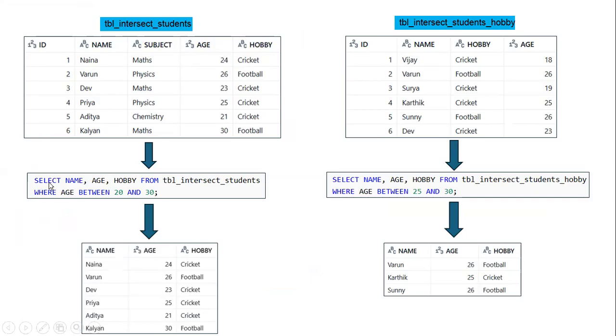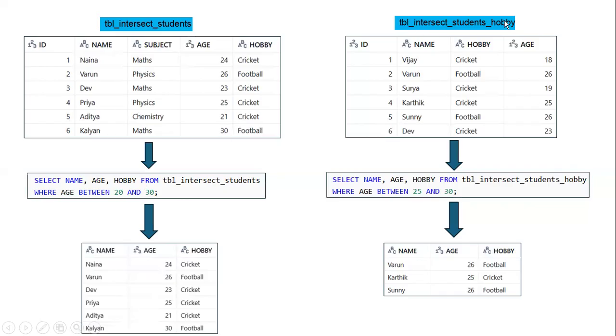First, I'm selecting the required columns: name, age, and hobby. So 3 columns I selected. And from this table, I'm filtering where age between 20 and 30. If you see here in the age column, we want to filter out ages between 20 and 30. Except the last row, the remaining all will come. Since 30 is there, then 30 also will come.